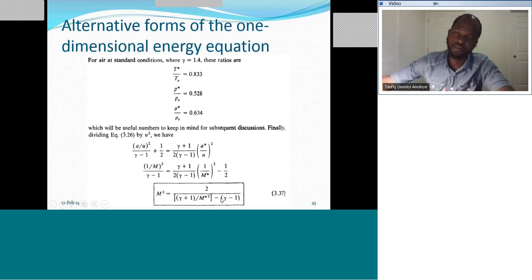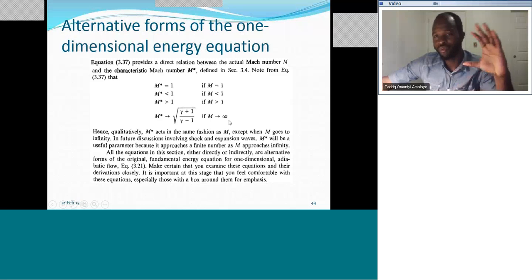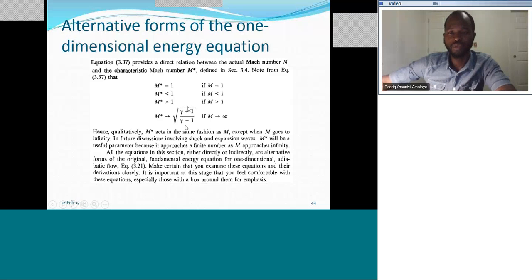That means if we want this to tend to infinity, we should equate this to 0. When you equate this to 0 and solve for M star, you have this value for M star as M tends to infinity. So it is quite useful when M is tending to a very, very large value. This is only going to tend to some finite value, which will be used for calculations as we progress.